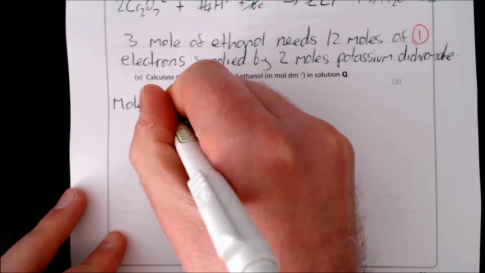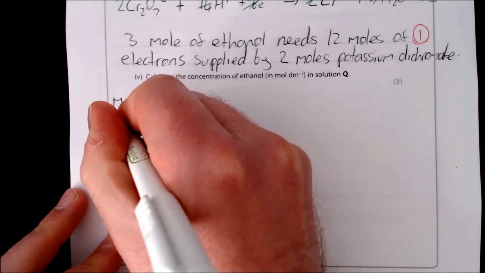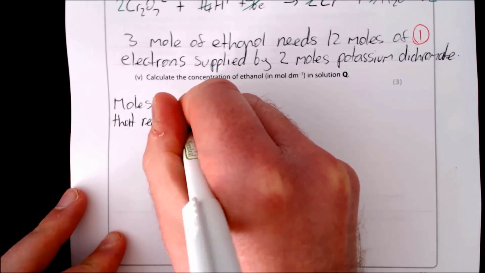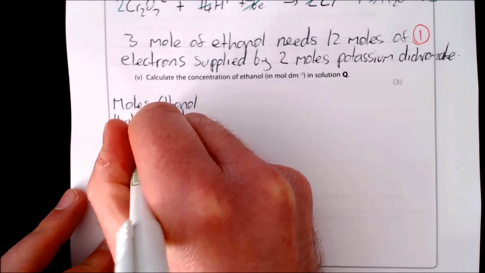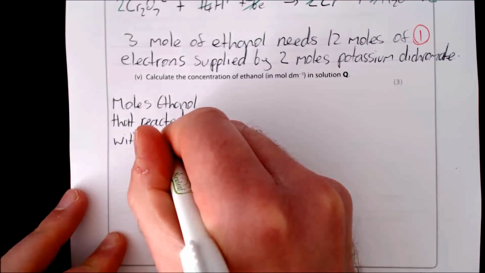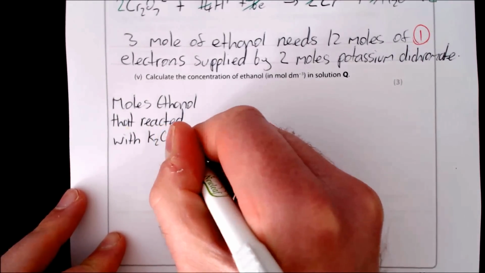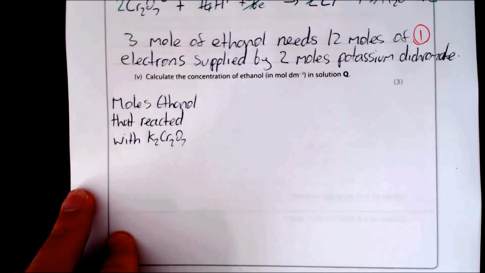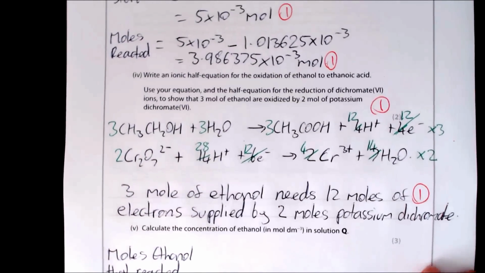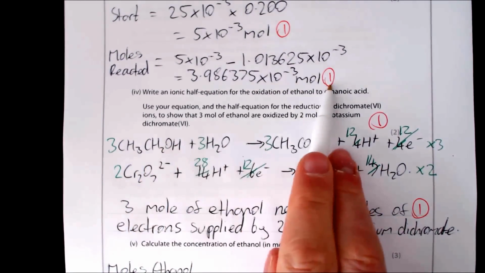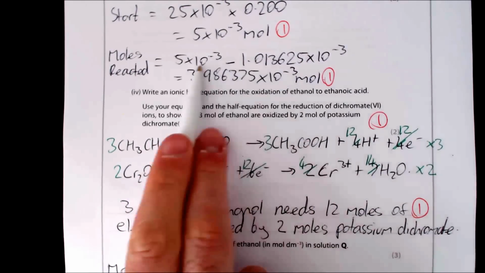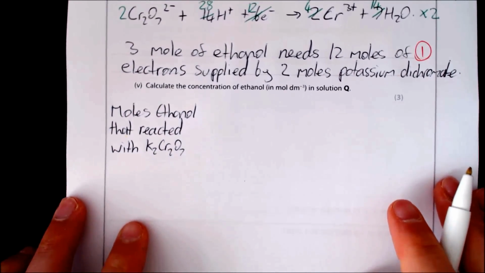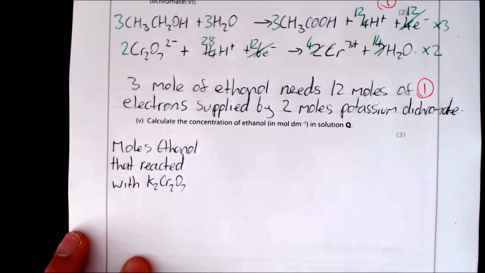So moles of ethanol that reacted with K2Cr2O7. Right, well, the number of moles that reacted is going to be the number of moles of dichromate that reacted as well. And so that number that we used there was this one here, because remember we're doing a titration, so this would be the same number of moles. So this would be the number of moles that actually reacted. So let's write that down there first. Let's just drag that up there. We'll need that equation actually, so we'll keep that there.